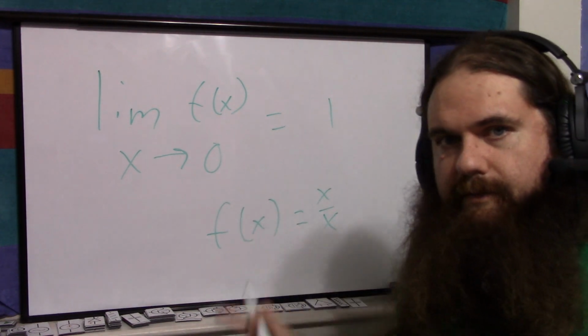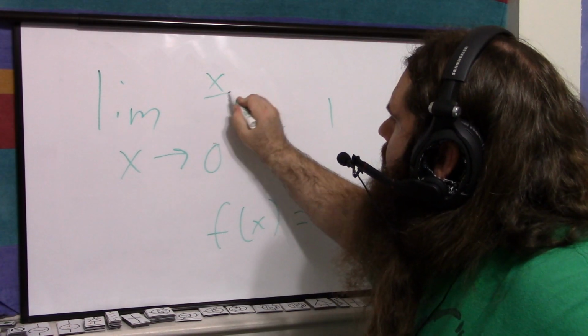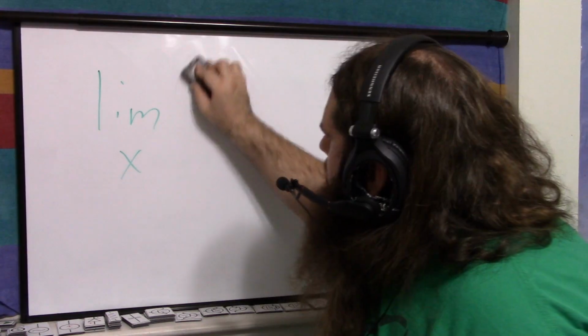And you could just write x over x here. Doesn't matter. X over x right there. That's perfectly fine. My green marker is drying out. I lose about a marker a month.